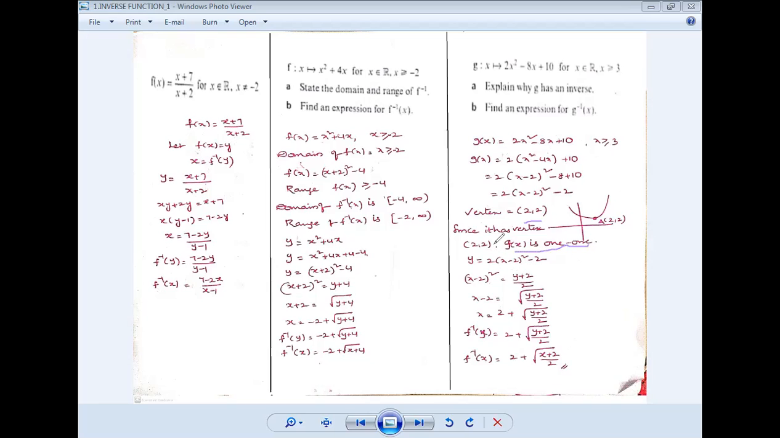If the inverse exists, you have to simplify it. Let us assume y is equal to this part, and simplify: x is equal to 2 plus root of (y plus 2) by 2. Then you change the variable to get f inverse x. So this is how we have to simplify the problem for finding the inverse x. Is it clear enough? Okay, students.